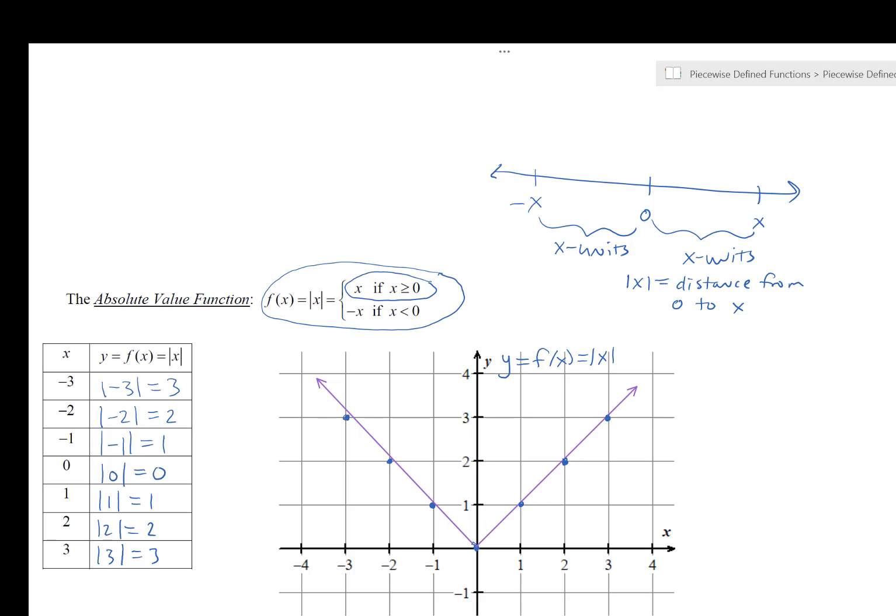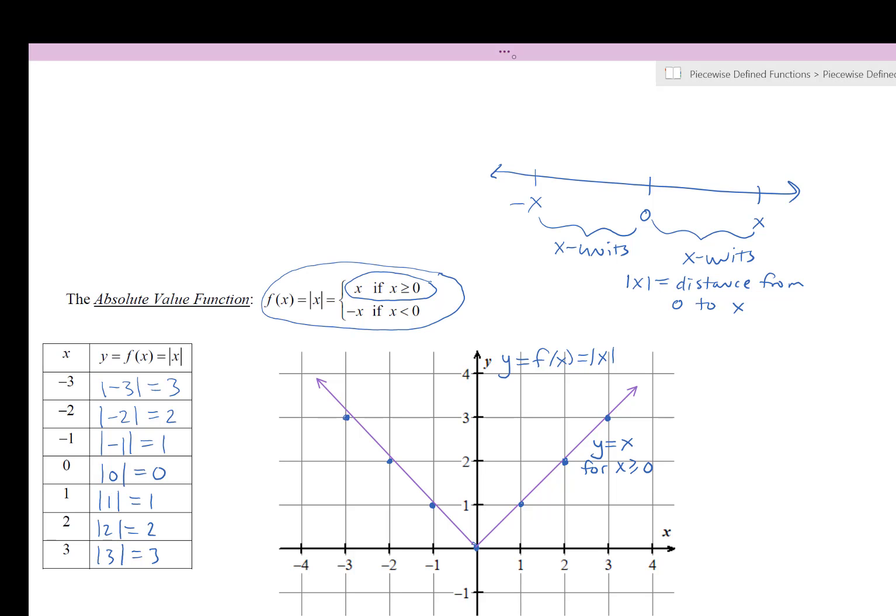If x was 1, the absolute value of that was 1. If x was 2, the absolute value of that is 2, and so on. That is the part of the line in quadrant 1. So in quadrant 1 over here, this is the graph of the function y equals x. And that's true if x is not negative, bigger than or equal to 0.